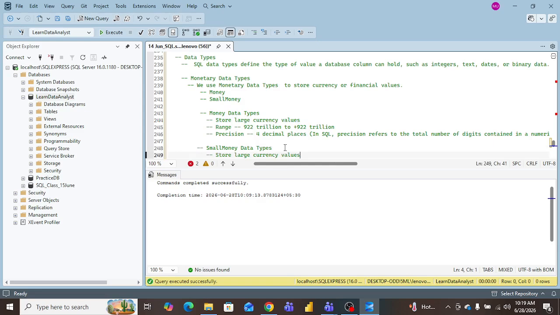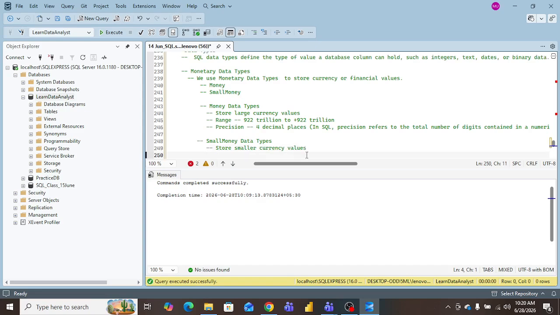Here it stores smaller currency, smaller currency that can be used in life. Like you want to go to a mall and buy something, any products. So we use small amounts, not trillions, right? So definitely there will be a range. We have to understand the range as well. What is the range here?